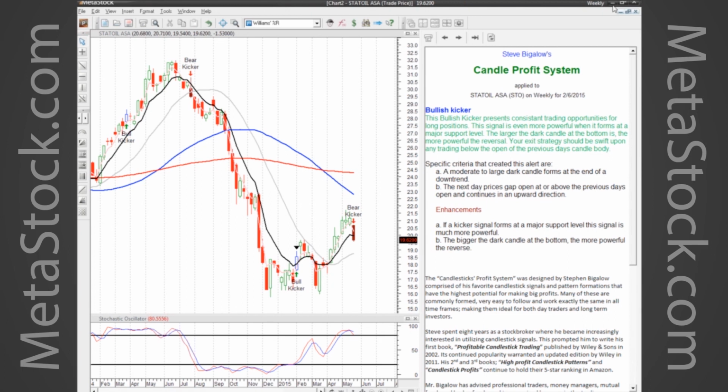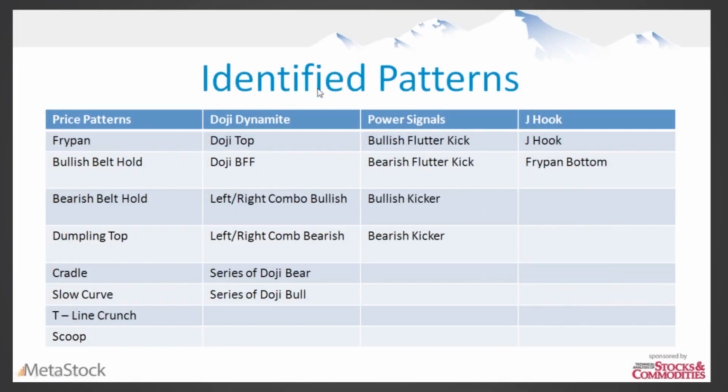So let me go back. We don't have a lot of time, but let me go back to the patterns that we've identified. Here's that complete list for you.